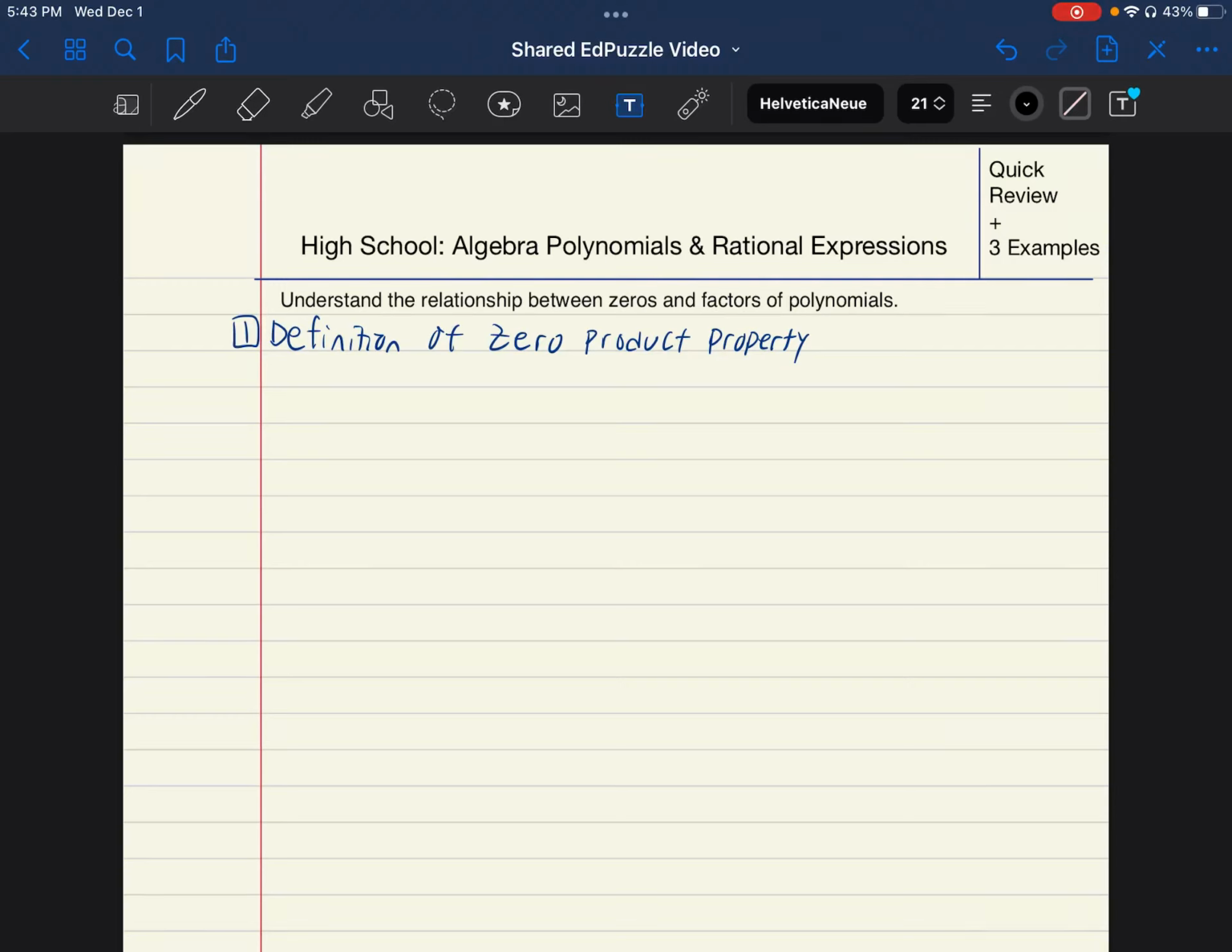Hello, class. In today's lesson, we will talk about high school algebra polynomials and rational expressions. Our main topic for today is understanding the relationship between zeros and the factors of polynomials. First off, we want to try to find the definition of the zero product property. I'll give you a little bit of time to throw some ideas out.